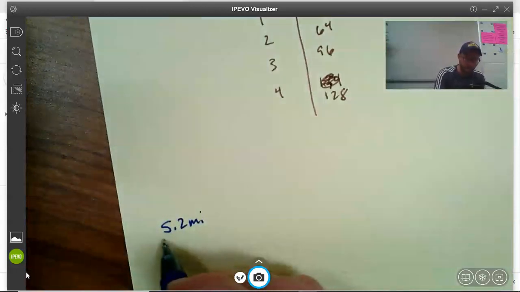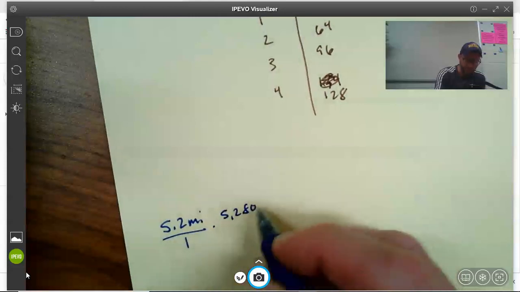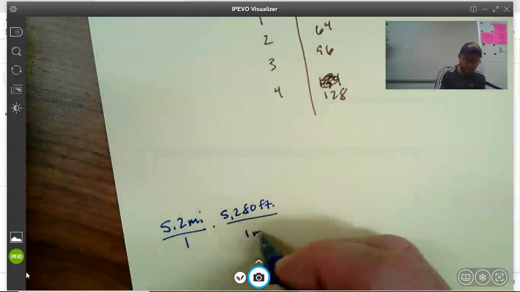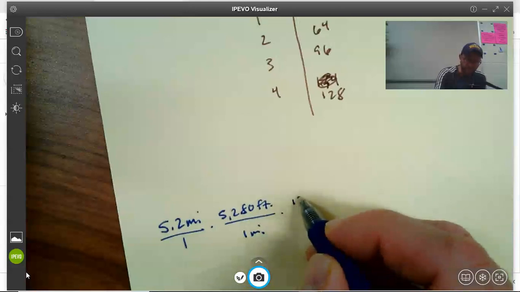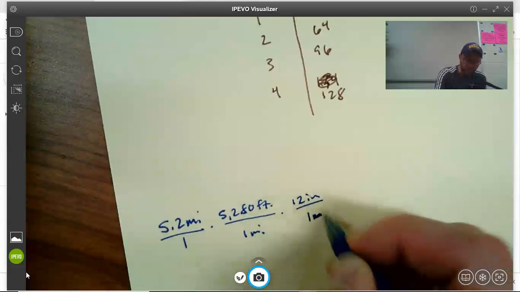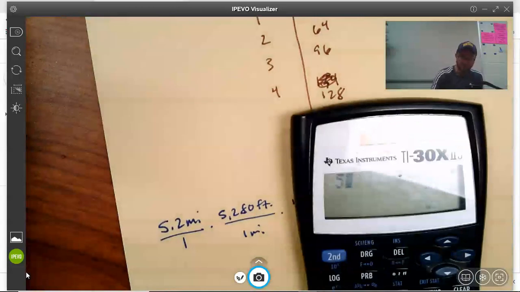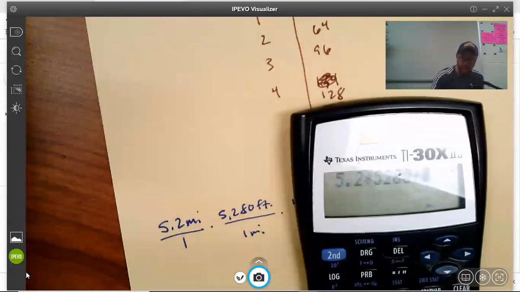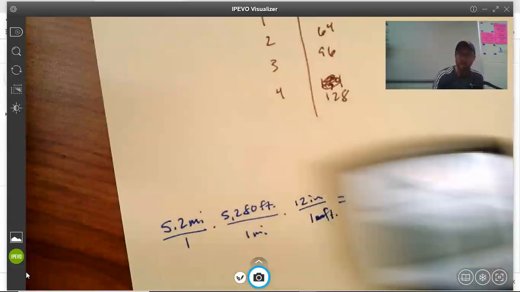5.2 miles times, let's see, 5,280 feet per 1 mile, but I want inches. So times 12 inches per 1 foot. Okay, so that is 5.2 times 5,280 times 12 gives us 329,472. That's a lot.